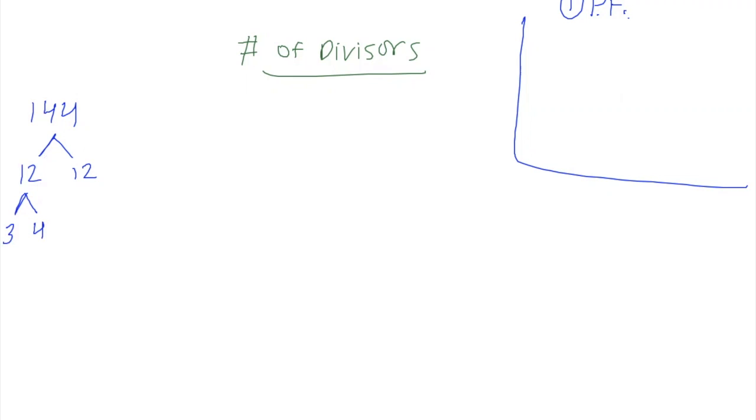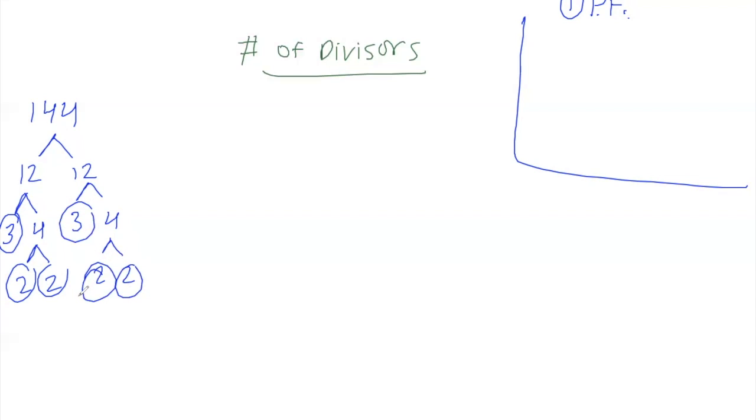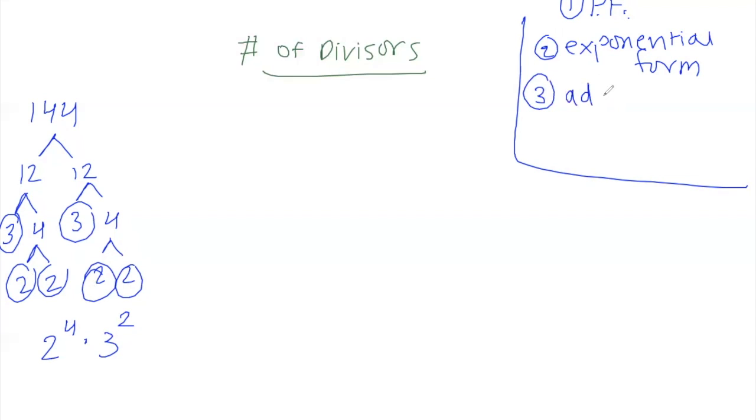Now let's take a look. 3 is in fact a prime, so we're going to go ahead and circle it. Then 4, we have 2 and 2, and those are prime, so we're done here. Same thing over here, we have 3, 4, 2, 2. All of these get circled. So then what you're going to do is you're going to list it in exponential form. So that means when we have 4 2s, we actually have 2 to the 4th, and 2 3s, so we have 3 squared. The next step is you're going to add 1 to all exponents.